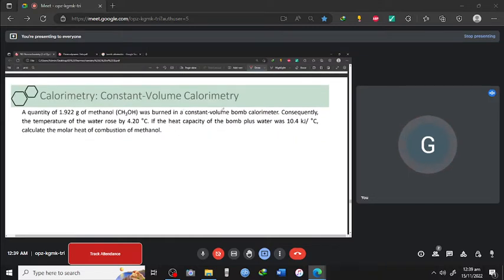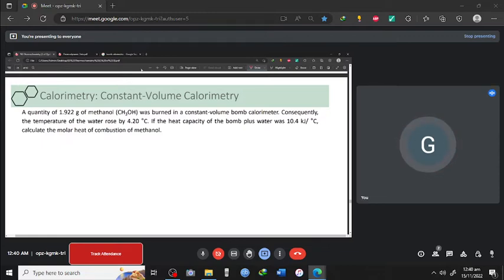Okay, so sabi dito sa problem, a quantity of 1.922 grams of methanol, CH3OH, was burned in a constant volume bomb calorimeter. So consequently, the temperature of the water rose by 4.20 degrees Celsius. So if the heat capacity of the bomb plus water is 10.4 kilojoules over degrees Celsius, calculate the molar heat of combustion of methanol.